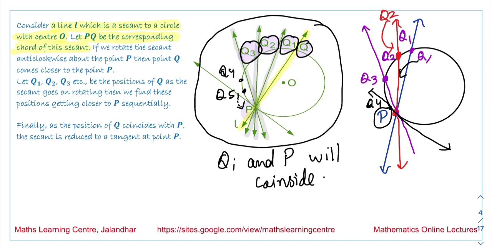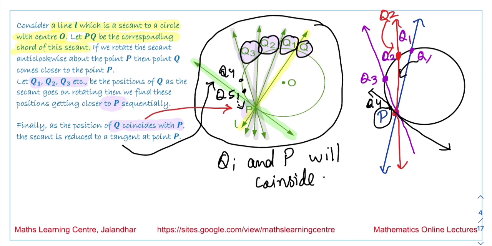So we are saying let q1, q2, q3, etc. be the positions of q as the secant goes on rotating, then we find these positions getting closer to p. We are saying these points get closer to p, and finally as the position of q coincides with p, the point we are interested in is when q and p coincide, the final line we obtain over here, it is this line we are talking about. When p and q coincide, then the secant will become the tangent.